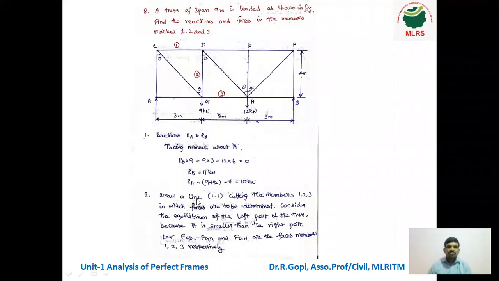So now draw a line 1-1 cutting the members 1, 2, 3, in which forces are to be determined. Consider the equilibrium of the left part. I am considering the left part of the truss because it is smaller than the right part. So let FCD, FGD and FGH be the forces in the members 1, 2, 3.